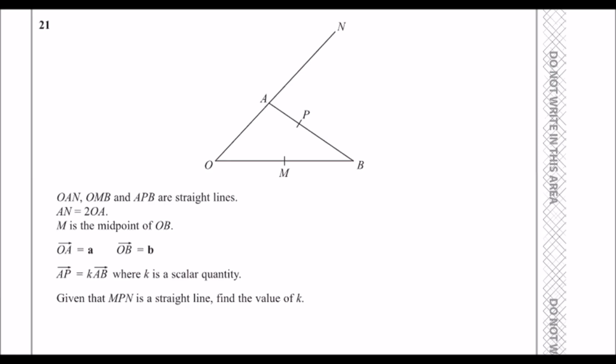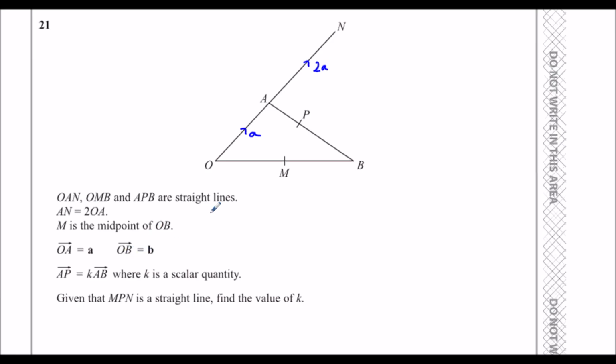AN equals 2 OA's. So A to N is 2 OA's. M is the midpoint of OB, and O to A is A. So O to A is called A. And remember, AN is two of those. So A to N must be two A's. So I'll add that one in as well.